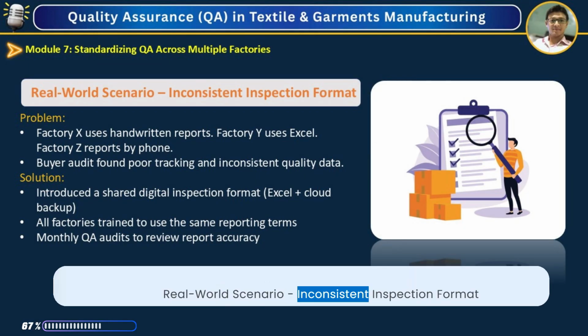Real-world scenario. Inconsistent inspection format. Problem: Factory X uses handwritten reports. Factory Y uses Excel. Factory Z reports by phone. A buyer audit found poor tracking and inconsistent quality data. Solution: introduced a shared digital inspection format. All factories were trained to use the same reporting terms. Monthly QA audits review report accuracy.